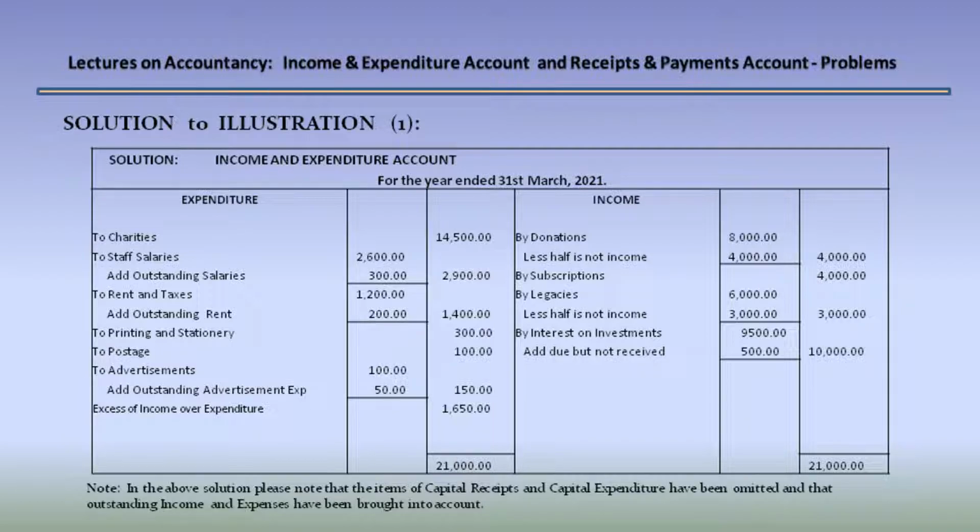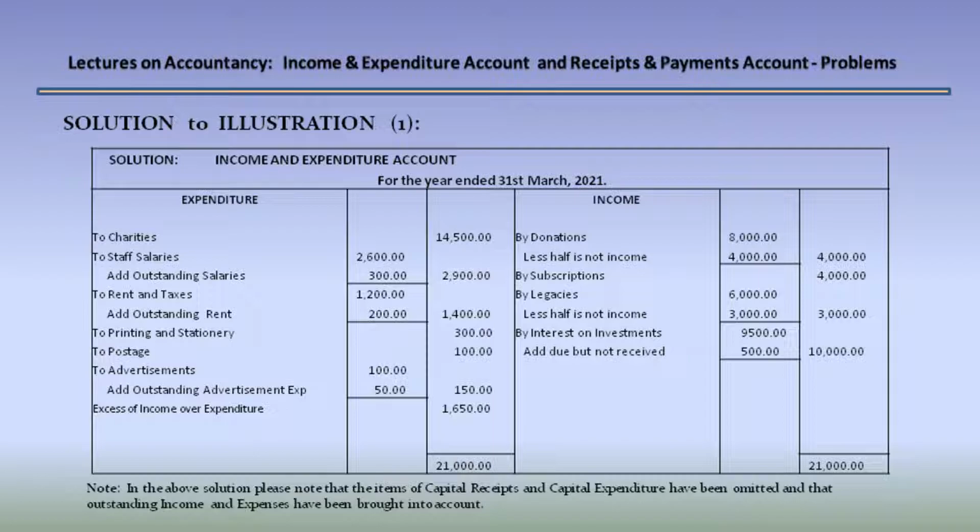By interest on investments 9,500, add due but not received 500, adding up and totaling 10,000 rupees. So the total income is coming to 21,000. When we balance the income and expenditure account, the excess of income over expenditure is coming to 1,650. So this is the solution.